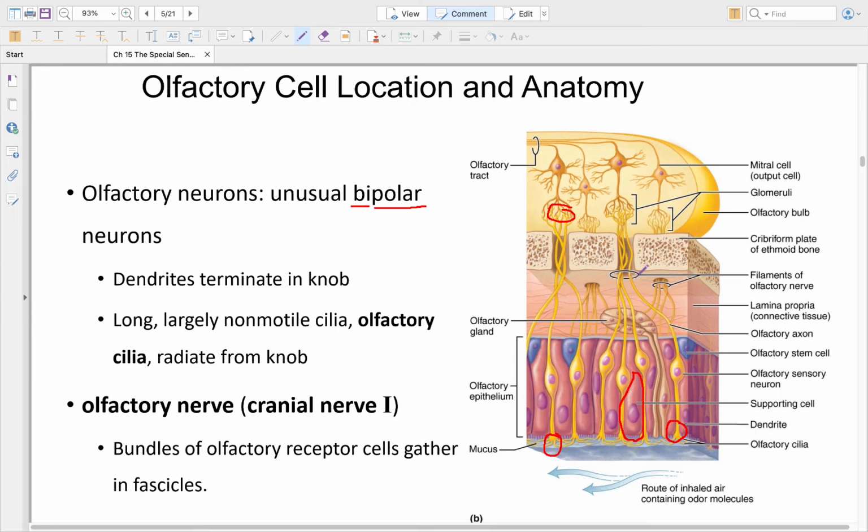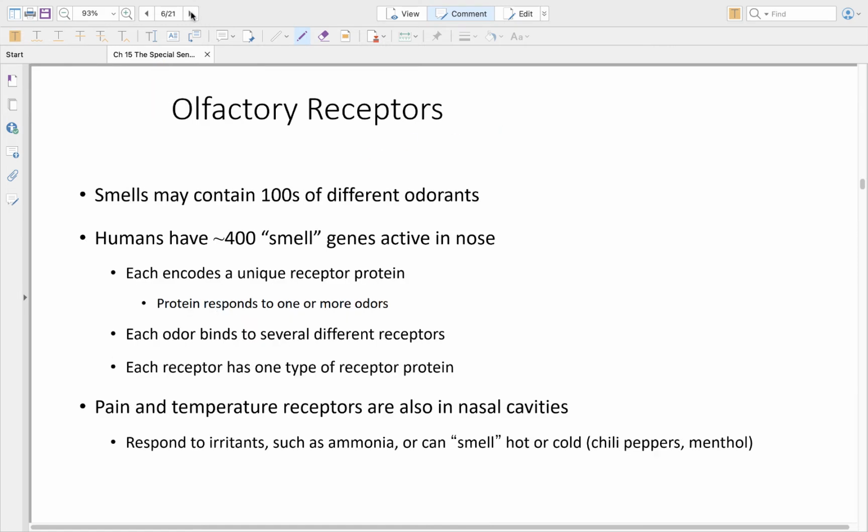Now let me just make something clear here. This is what they mean by a knob. It's a cluster of neurons that come in together. All right, now ultimately, all of these nerves connect to cranial nerve number 1, which we call the olfactory nerve. All of the olfactory receptors are bundled together in fascicles, creating this nerve, the olfactory nerve. It's one of your cranial, or brain, nerves.